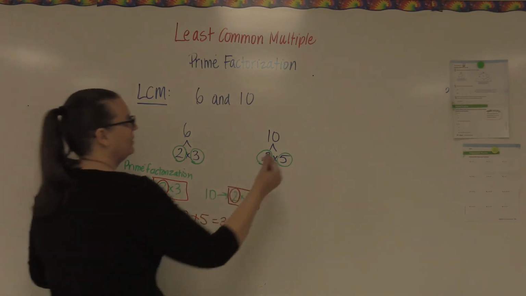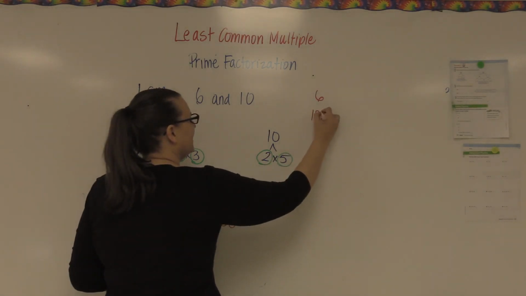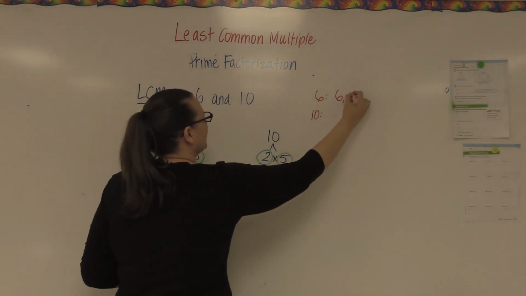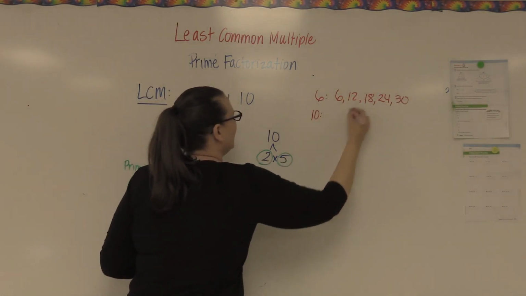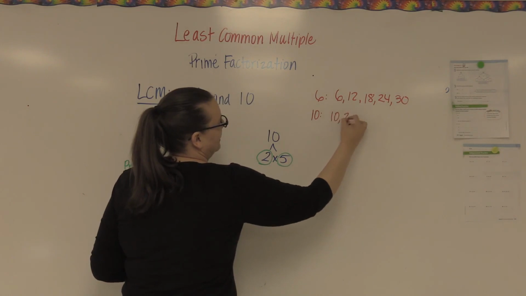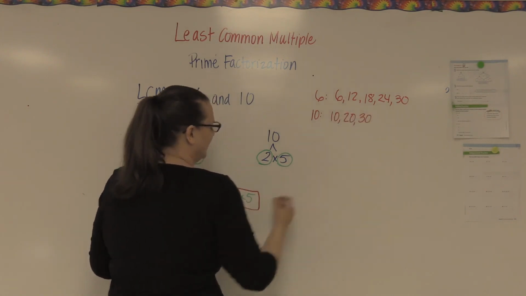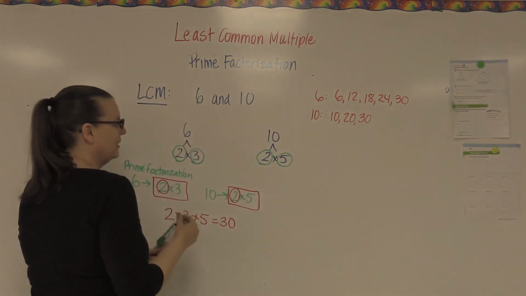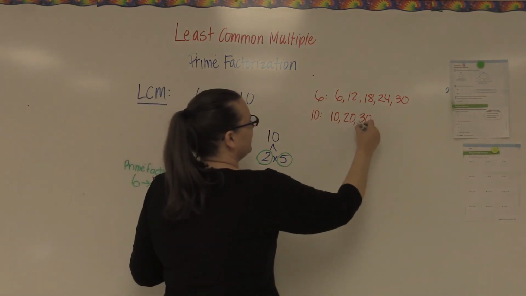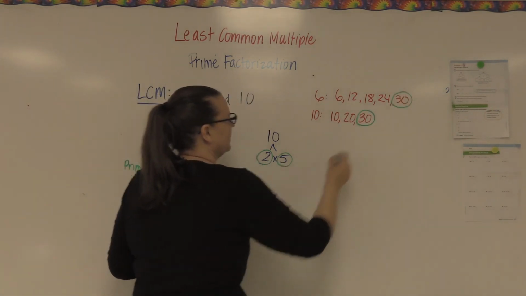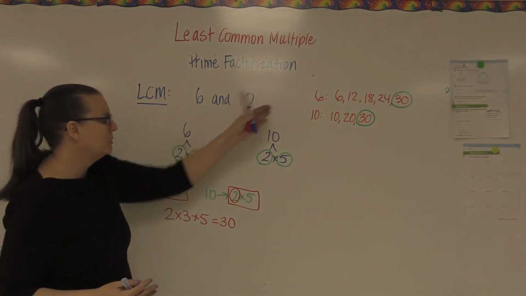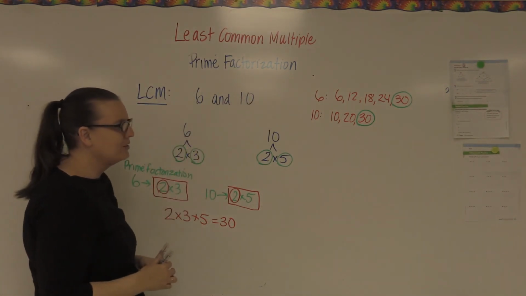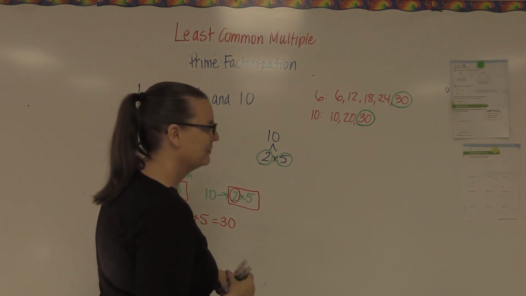If we were going to find it the old way, we'd be writing multiples of these numbers, right? 6, 12, 18, 24, 30. Let's do 10. 10, 20, 30. So you guys can see there are different ways to find the least common multiple. But I want you to be able to use both strategies. So both listing the multiples and also using prime factorization to help you.